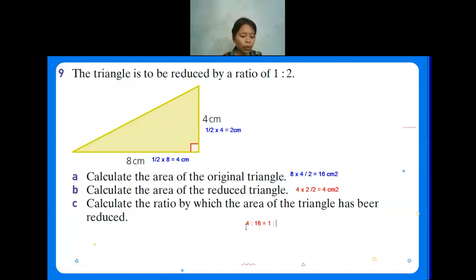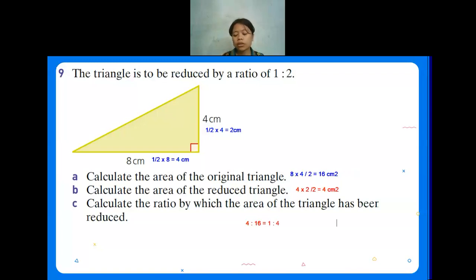Is there anyone having any question, or maybe my explanation is confusing? Or maybe there is anything that I forgot to write? No? Okay. If you have no confusion, I will move to question 10. For question 10, from questions 5 to 9, can you conclude what happens to two or three-dimensional figures when they are either enlarged or reduced?